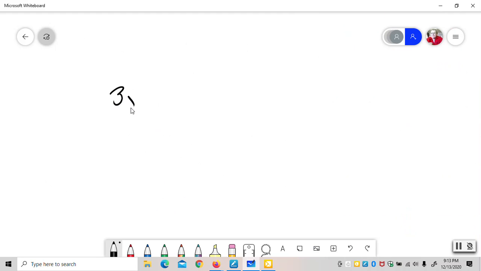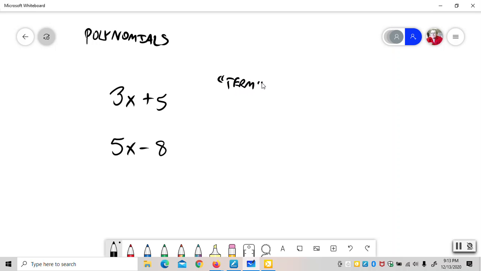If you had two different terms, okay, let's back up. We're talking about polynomials. So instead of using the word term, we're going to use monomial in this context. A monomial is the same thing as a term.